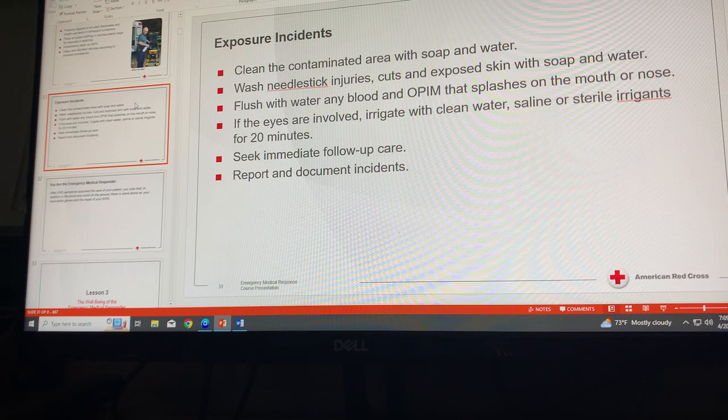So we're going to talk about exposure incidents next. What to do if you have an exposure. Exposure incidents involve contact with blood or OPIM. For example, a patient's blood gets into a cut on your hand, you are stuck with a needle used on a patient, or bloody saliva splashes into your mouth or eyes.